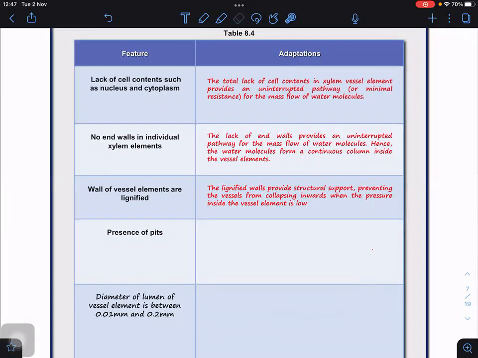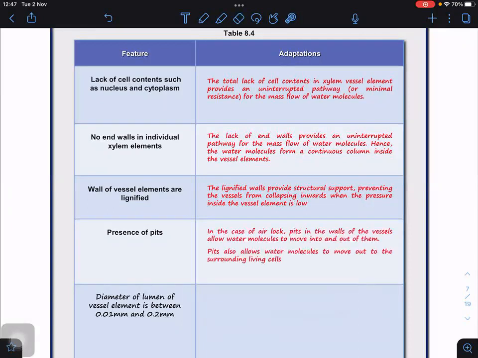And the presence of pits. So in the case of an airlock or air bubble, pits in the wall of the vessel allow water molecules to move into and out of them. Pits also allow the water molecules to move out to the surrounding living cells.